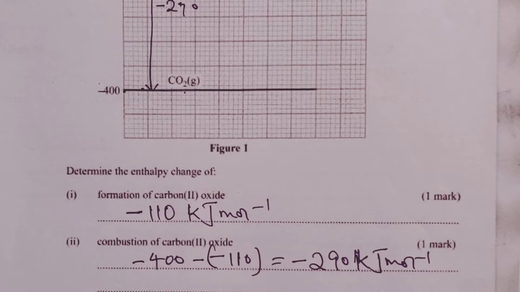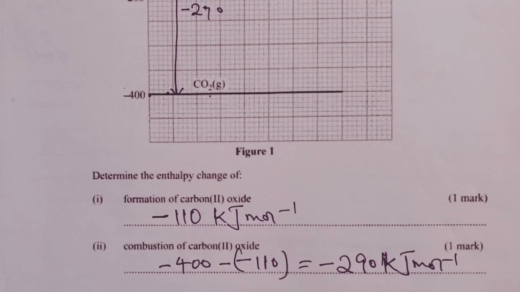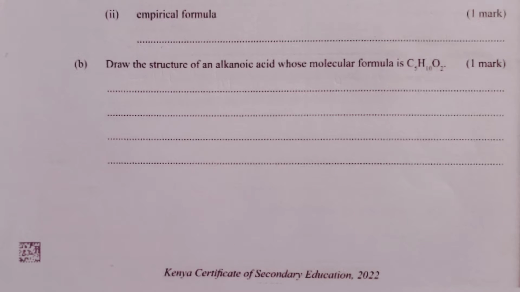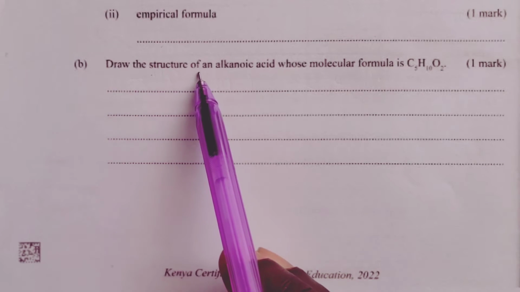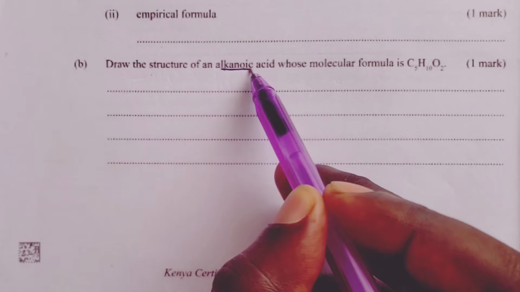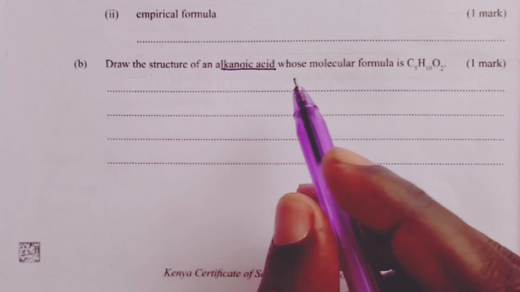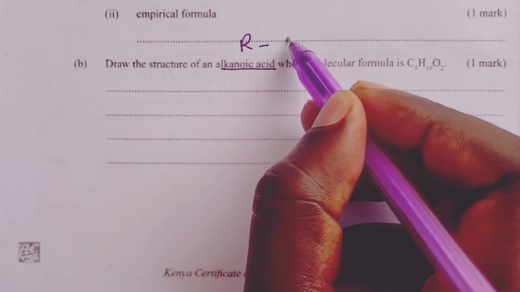We proceed to question number 5, part B, which also came from Form 4 work. The topic now being organic chemistry 2. In question number 5, part B, we are told to draw the structure of an alkanoic acid. Alkanoic acids belong to homologous series with a general formula of RCOOH.